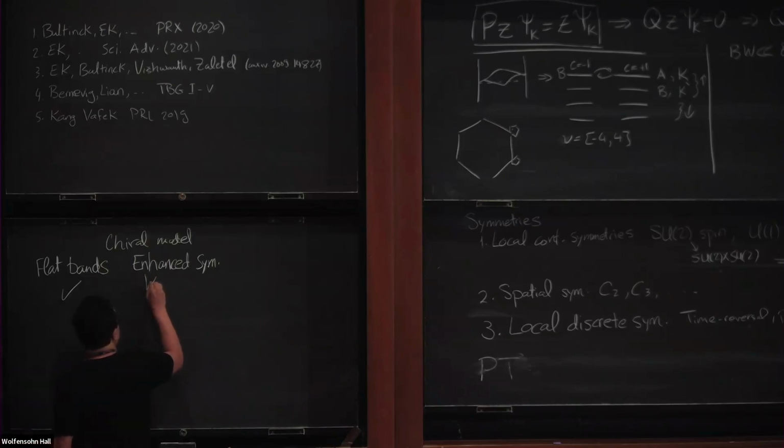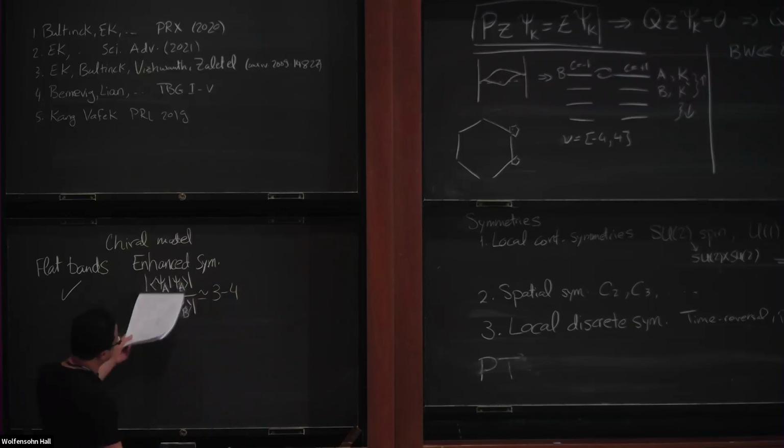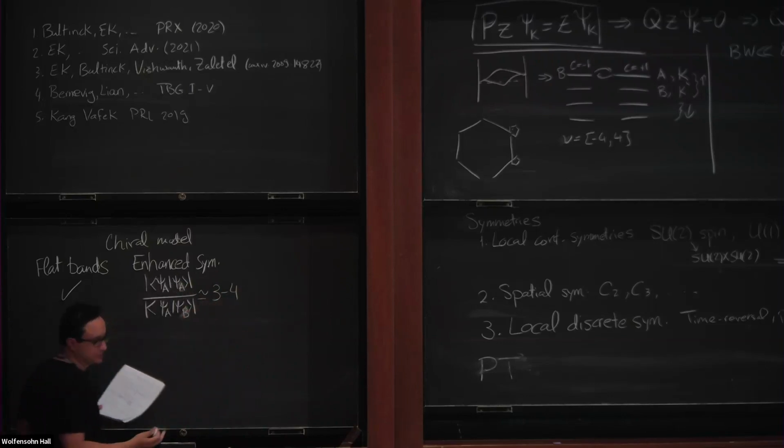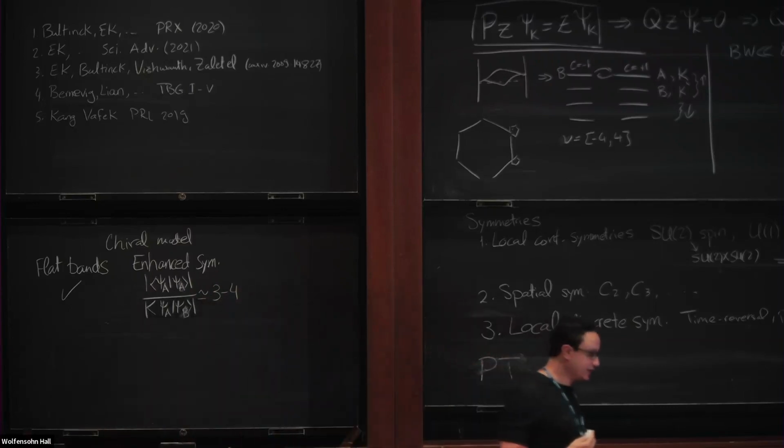So schematically, this is psi A, psi B divided by psi A, psi A. Okay, actually, let me do it the other way. And this, for the realistic parameters, turns out to be 3 to 4. So there is a sense in which this is a good approximation up to this. The correction is maybe 4 times smaller than the main term you keep.